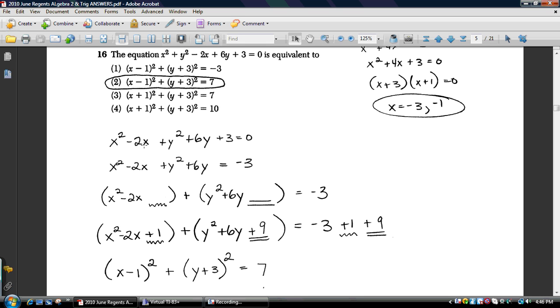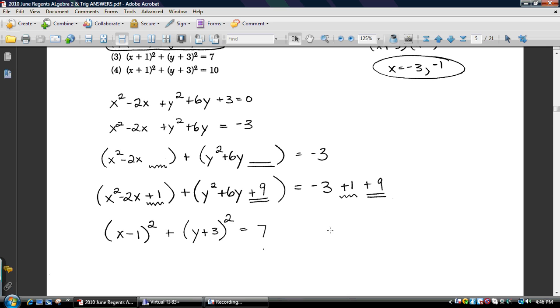Group the x's together, group the y's together. That's what I did right here. Move the 3 over to the other side. Then put these guys over here in parentheses, put these guys over in parentheses, and complete the square. Take this, divide by 2, square it, add it to both sides. Take this, divide by 2, square it, add it to both sides.